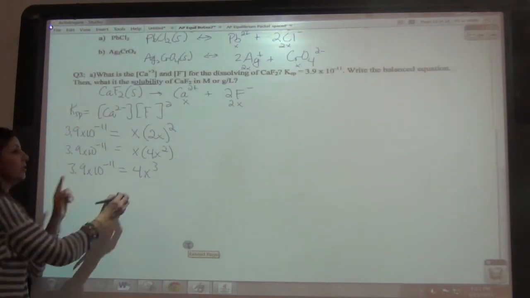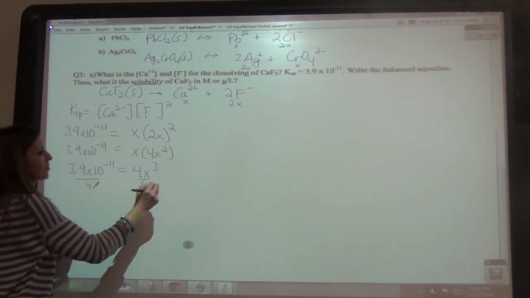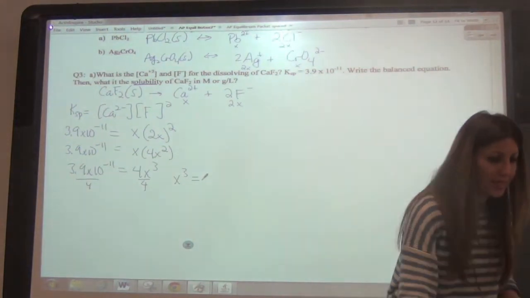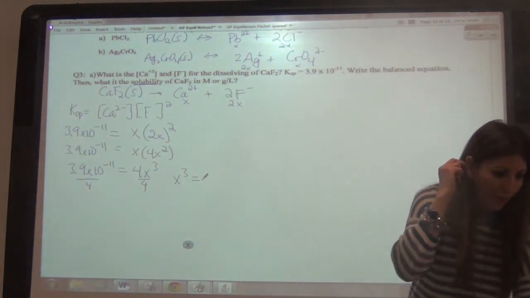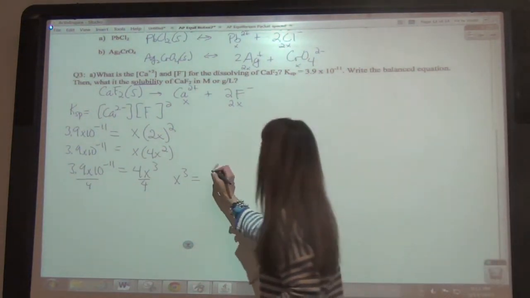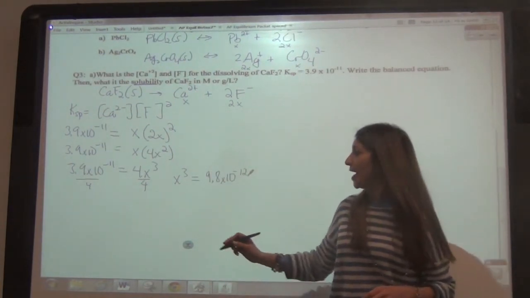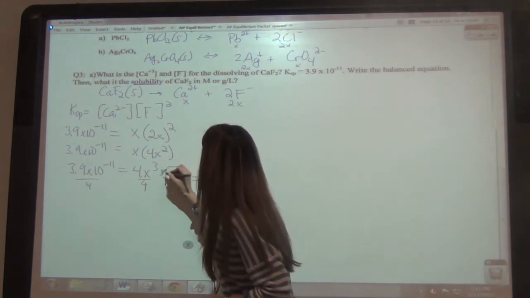I want to first do what? Divide by 4 on both sides. Okay? And then we get x cubed is equal to... and then you're going to cube root it. So I've got 9.8 times 10 to the negative 12 first when I divide by 4. And now you're going to cube root it.